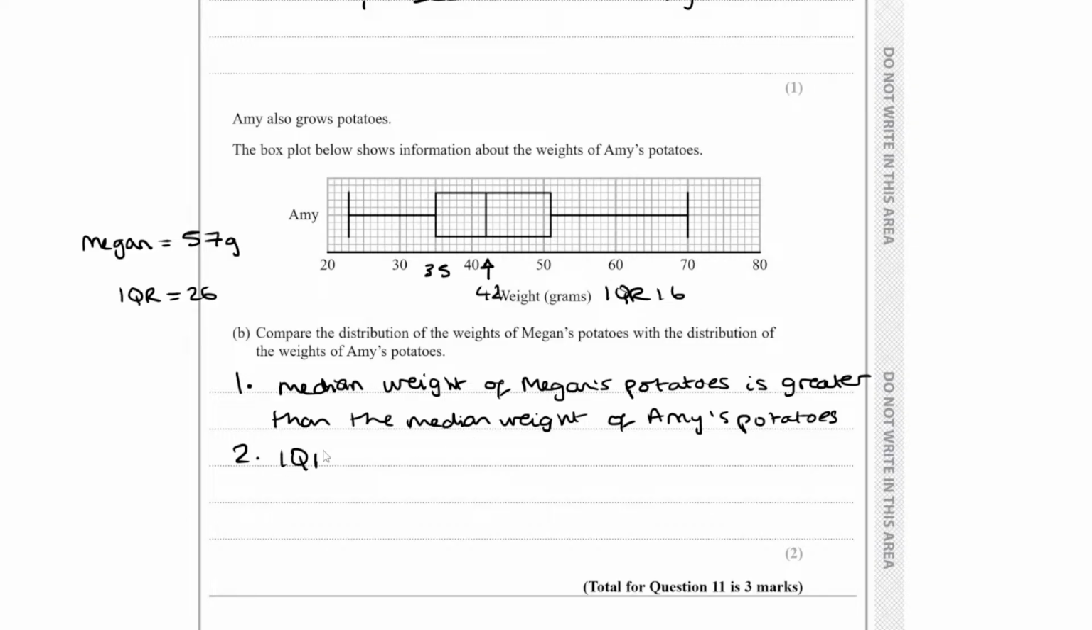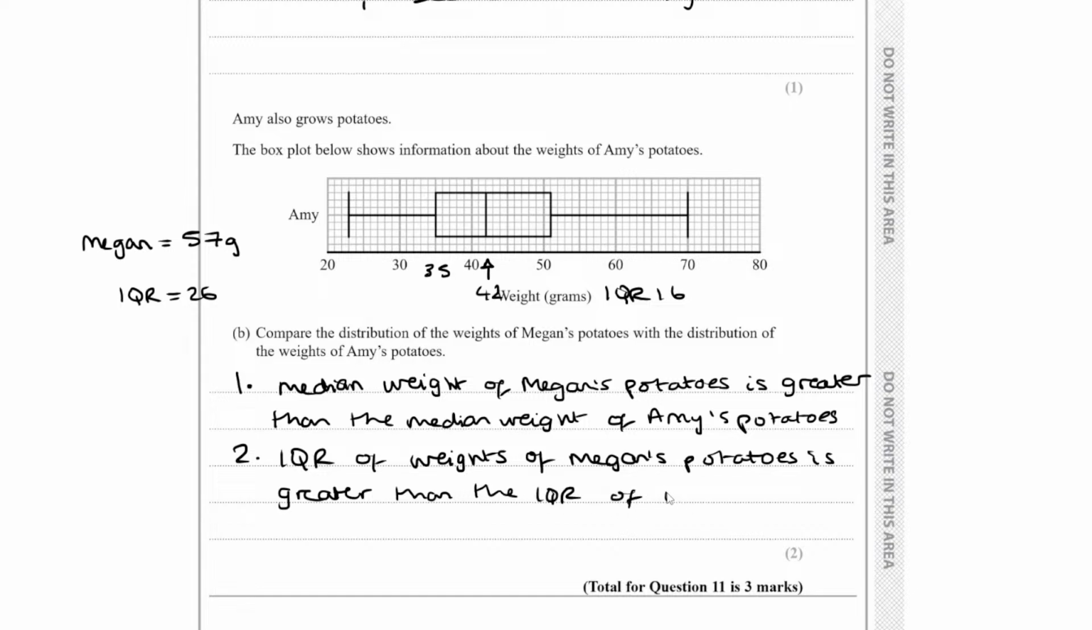So the interquartile range of weights, and as I said, just make sure you relate it to the context, of Megan's potatoes, is again greater or wider or more or whatever you want to call it, than the interquartile range of weights of Amy's potatoes. So as long as you mention those 2 things, mention the context and say which is bigger, which is less, that's fine. Okay.